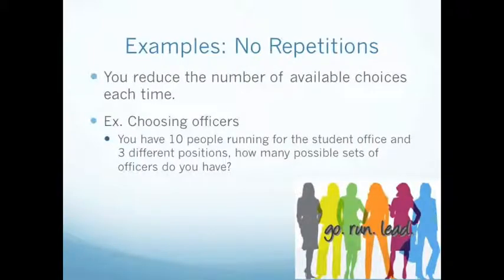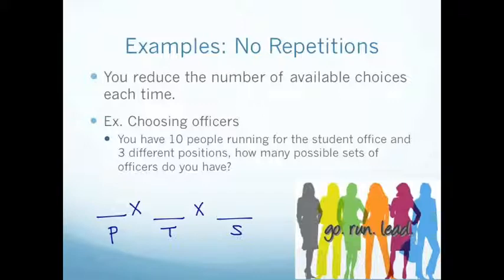So let's look at our previous example of choosing officers, right? We do not allow a person to hold the same position twice. Therefore, it is a no repetition allowed choice. Okay, so again, you have 10 people running for the student office and 3 different positions. How many possible sets of officers do you have? So again, let's look. We have these 3 positions. Let's say this is president, this is treasurer, this is secretary. We will see later that it doesn't really matter what order we choose them in.